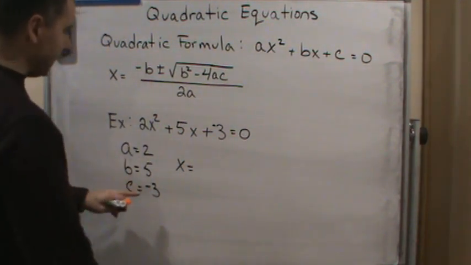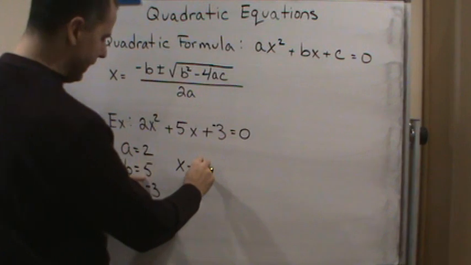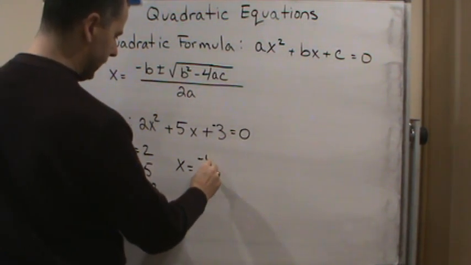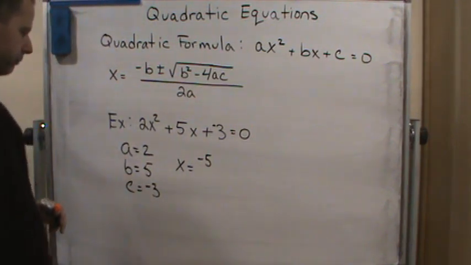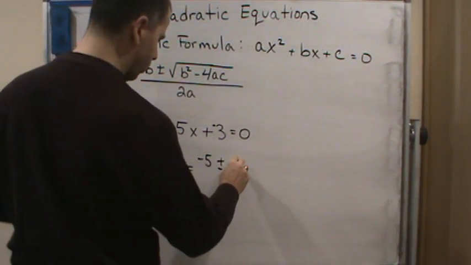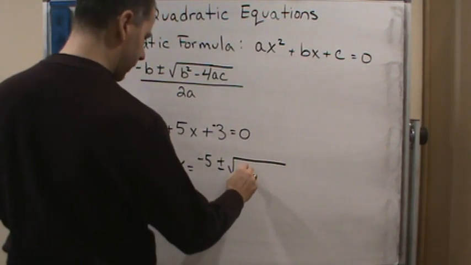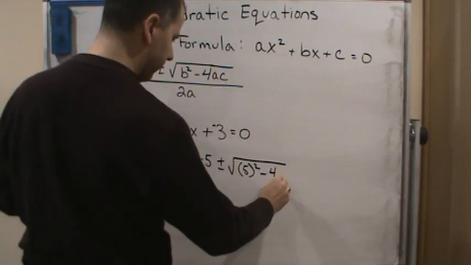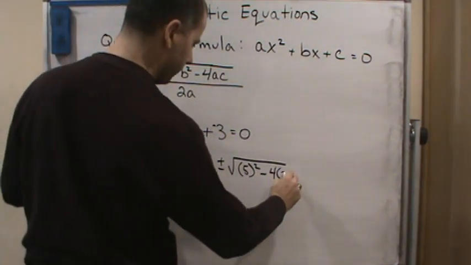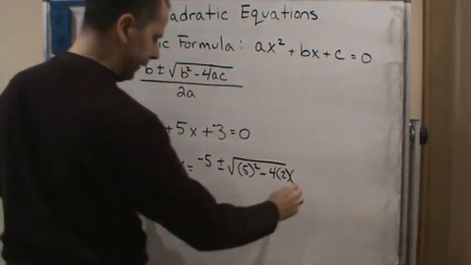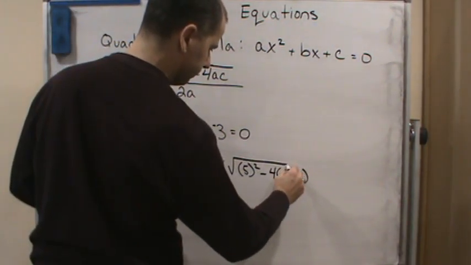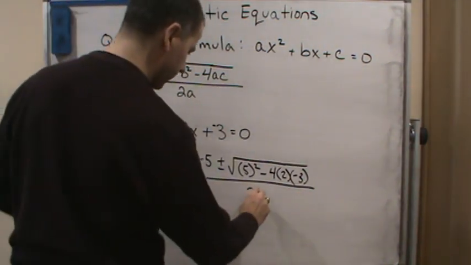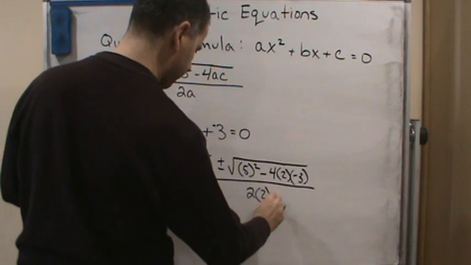So this is negative b. Well, b is 5, but I want negative b. So that's going to be the opposite of b, which is going to be negative 5, obviously. Okay? Plus or minus the square root of b squared minus 4ac, which is going to be 4 times 2 times negative 3. All divided by 2a. So it's going to be 2 times 2.